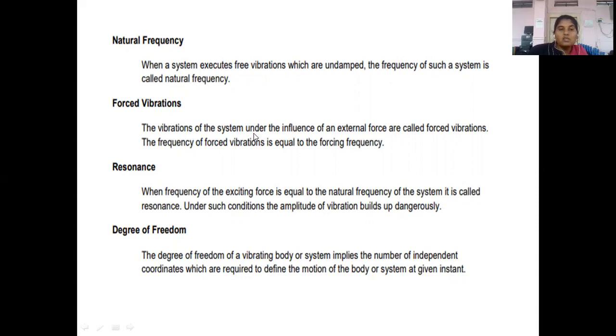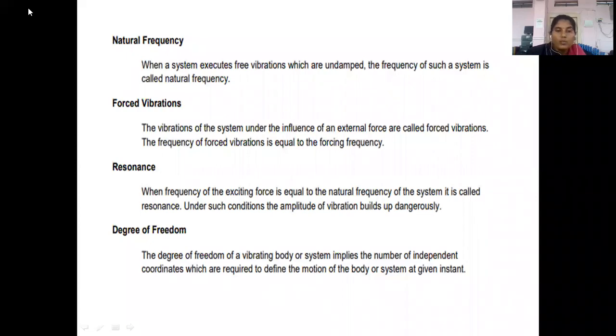Next one is the forced vibration. That terminology of forced vibration we already know. There is some external force applied on the system, and because of this forced vibration, a frequency is produced. That frequency is nothing but the forcing frequency. Because of the external force, the system is getting vibrated.